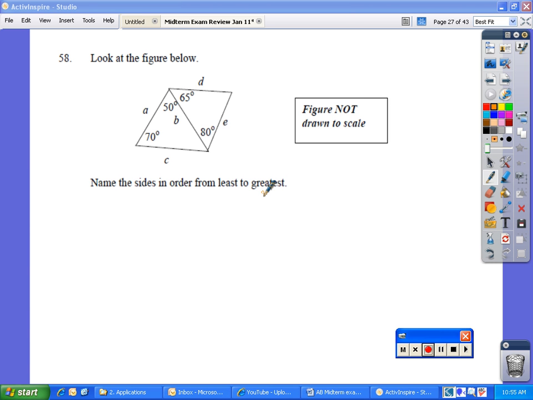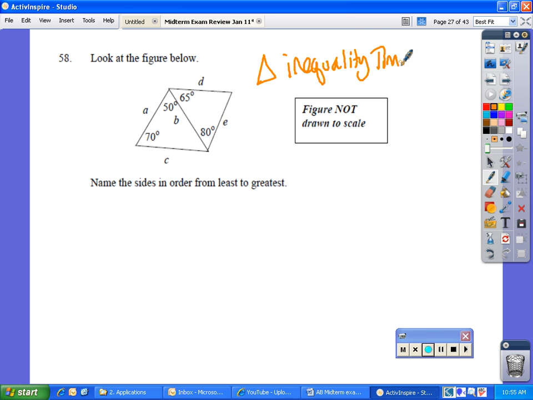All right, 58 is following right up on the triangle inequality theorem we just talked about, which matches up the sides and the angles. It doesn't give an exact number for the sides, but it tells us the relationship between the sides. Here we have to do it in both triangles, however, because we've got two triangles.